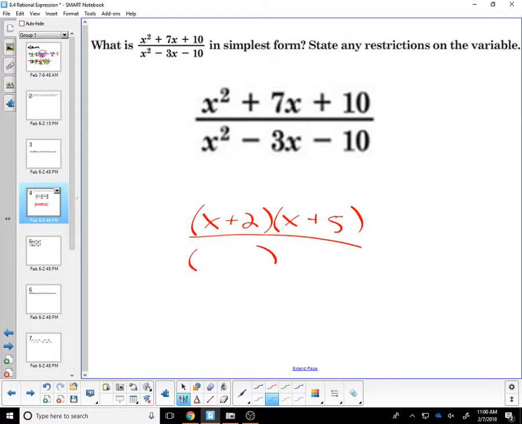Now the denominator, that's going to break up into 5 and 2. The 5 will be negative, the 2 will be positive. So I have this business going on. I've broken it up into its factors there.